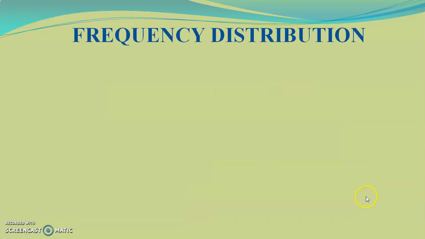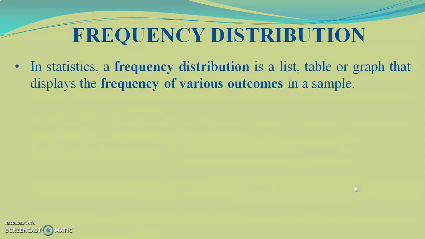This class we will deal with frequency distribution. What is meant by frequency distribution? It's a common terminology in statistics. Frequency distribution is a list, table or graph that displays the frequency of various outcomes.